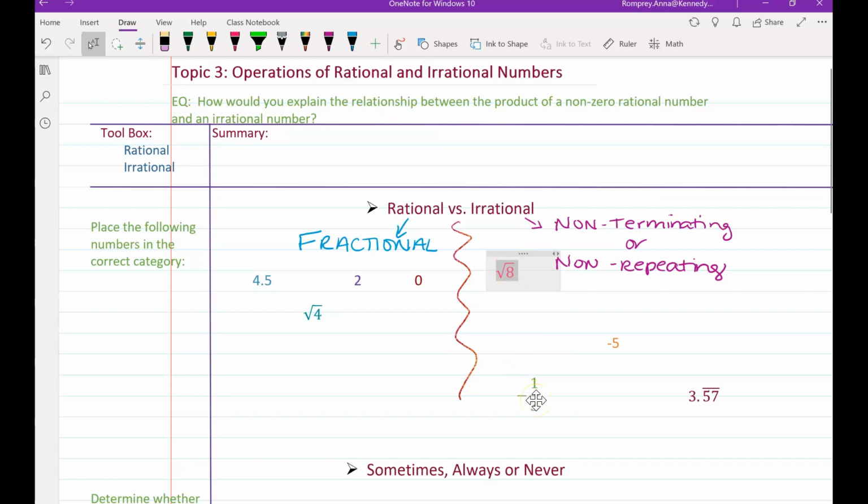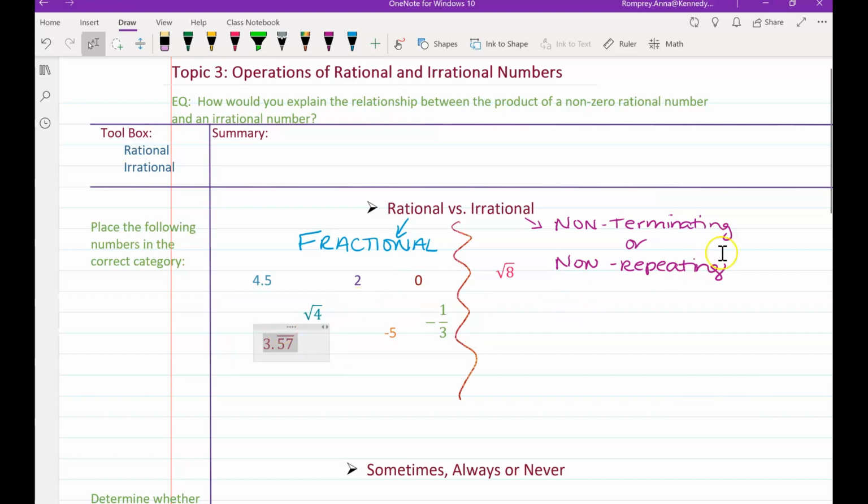Negative 1/3. That's automatically a fraction. So yes, that goes into the rational category. All right, negative 5. Same thing, negative 5. I can put it over 1, create that fraction. 3.57 repeating. Now again, because that is a repeating decimal, I could write that as 57 over 99 if I wanted to write that as a fraction, because it's to the 100th place.